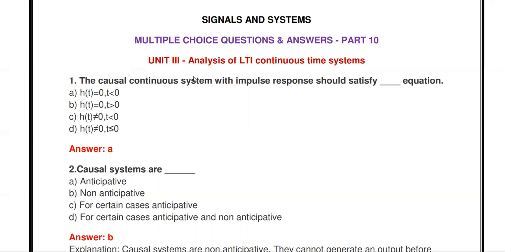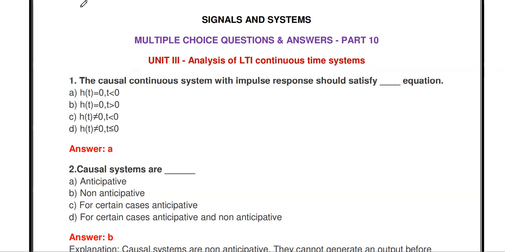This is multiple choice question and answer part 10 from the third unit. We already discussed two videos, and this is the third video for the third unit. In this, we are going to discuss the causality and stability of the system and related problems.